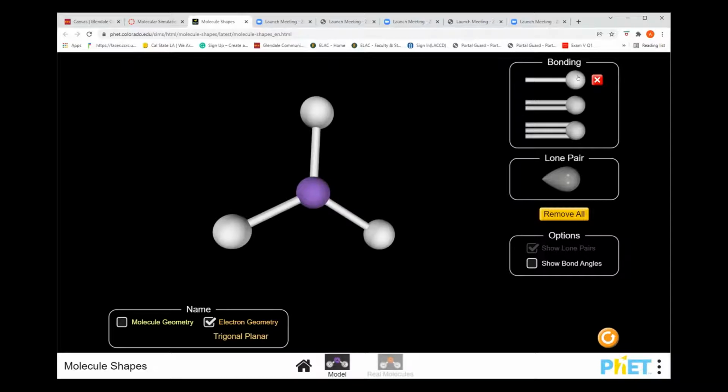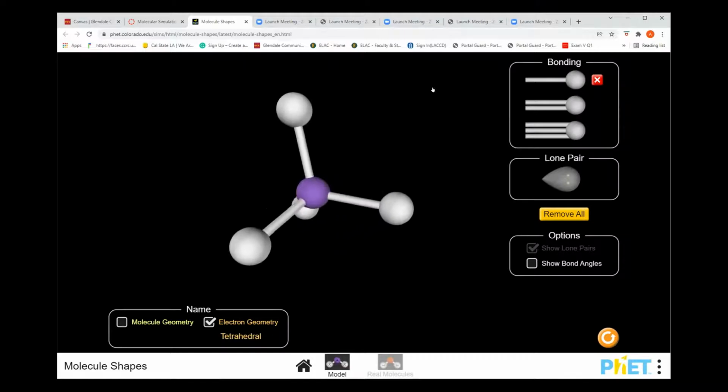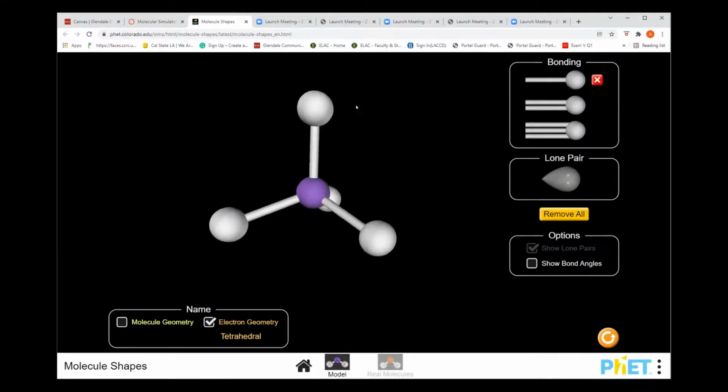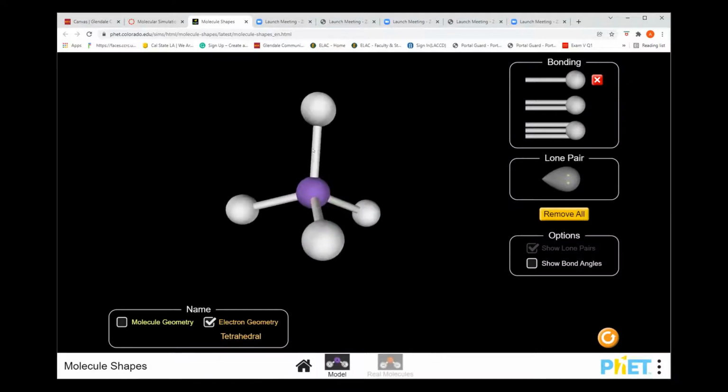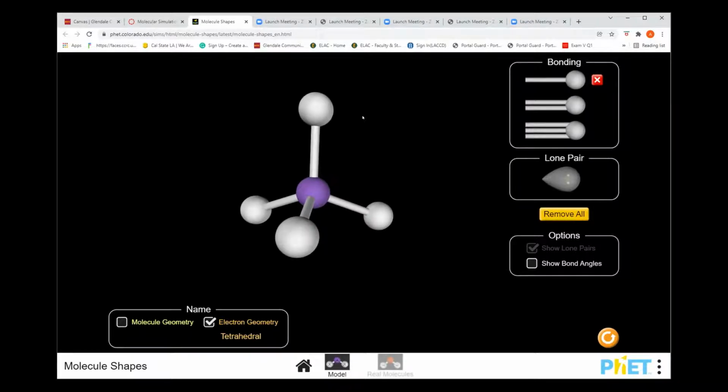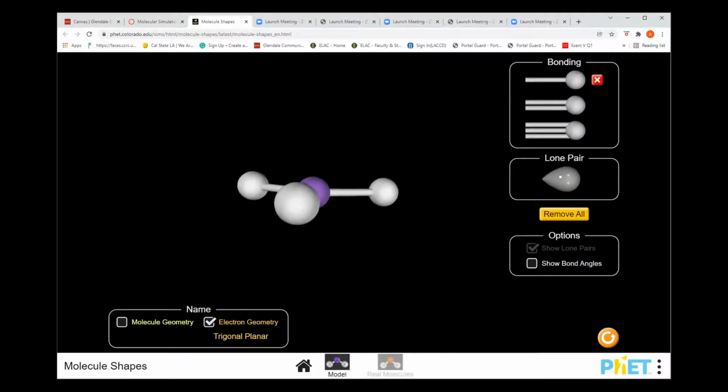Now add another one, 4. This would be what? Tetrahedral. You see that? And the angle would be what? 109.5, tetrahedral. In case of tetrahedral, both these are the parent model. So molecular geometry and electron geometry would be same. Is that because there are no lone pairs? Exactly. So molecular geometry and electron geometry would be same when no lone pair exists.